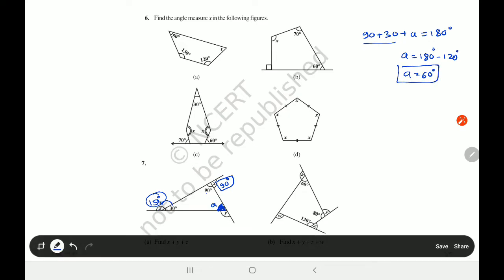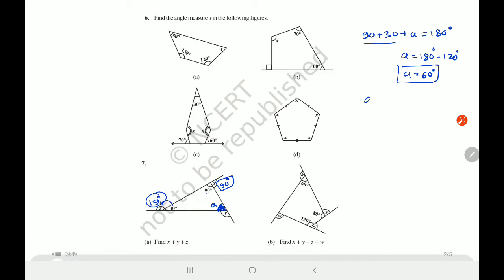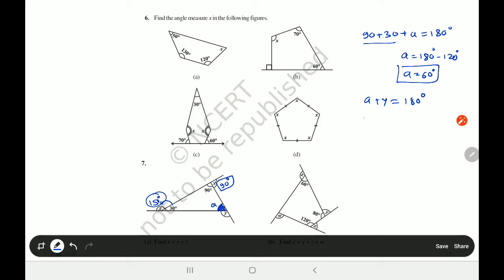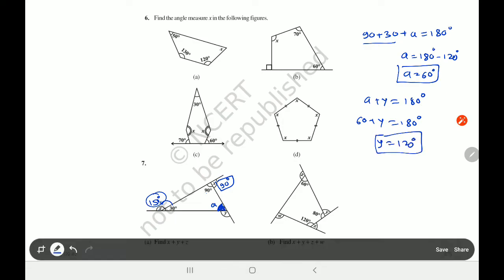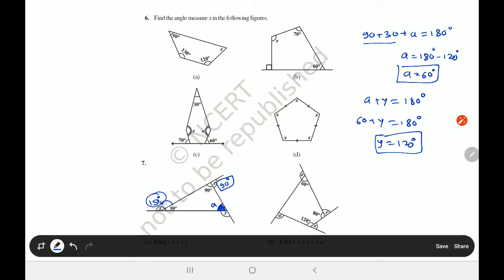Once you get a is equal to 60, you can easily find y by using angles and property. तो a plus y is equal to 180 degree, linear pair, right? a तो मुझे 60 पता है, 60 plus y is equal to 180 degree. 60 उधर चला गया, y is equal to 120 degree. Linear pair is going to be really very important for this case. ठीक है, चलो आगे बढ़ते हैं.